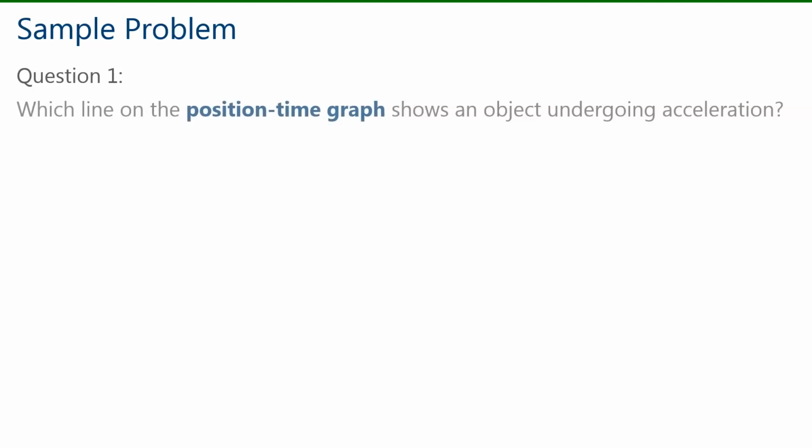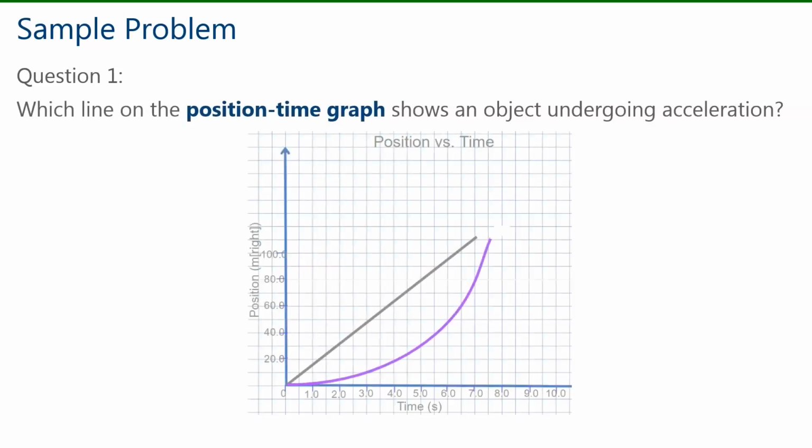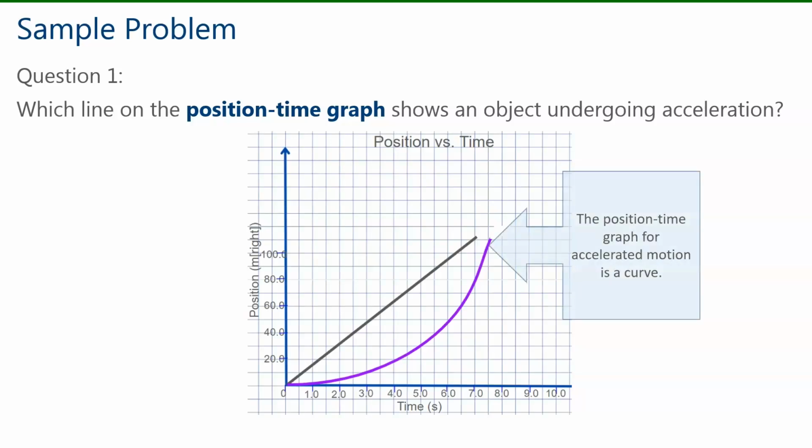Our first problem is, which line on the position time graph shows an object undergoing acceleration? And the answer is it's the purple line. A curved line on a position time graph indicates acceleration, while a straight sloped line on a position time graph indicates constant velocity or uniform motion, and no acceleration is occurring.